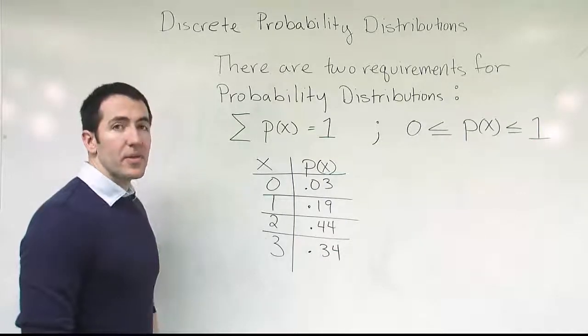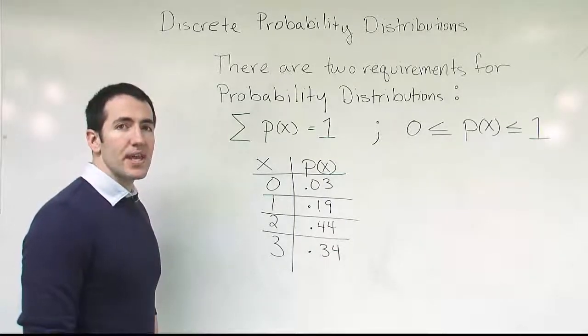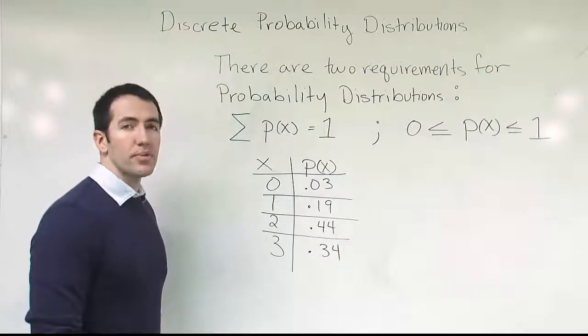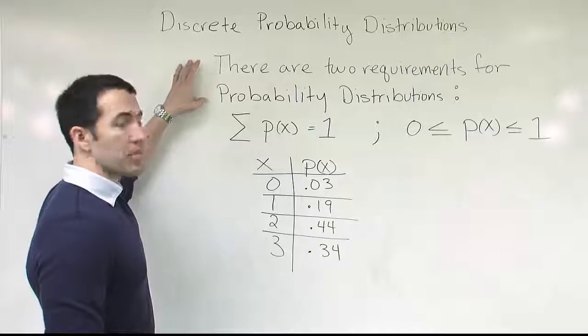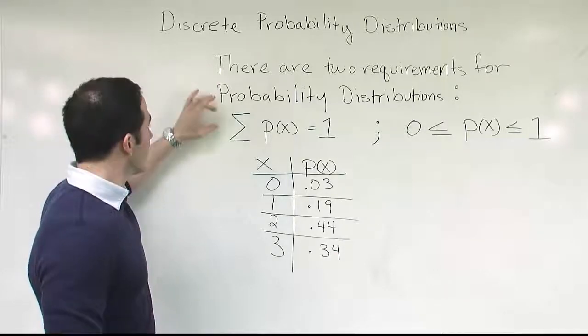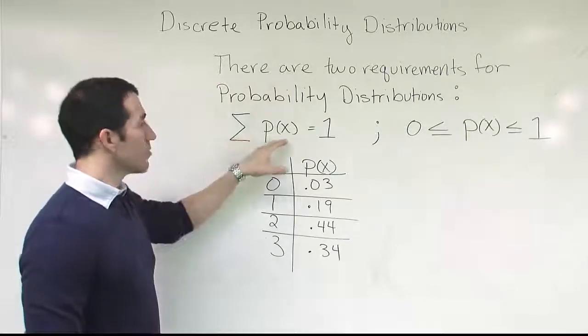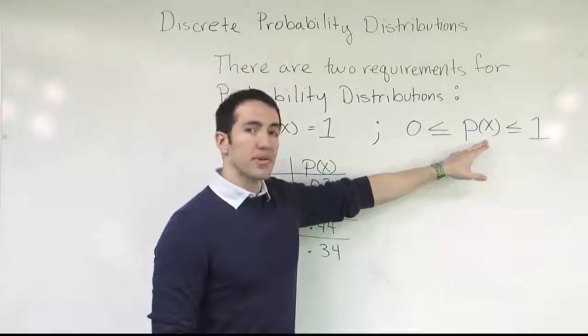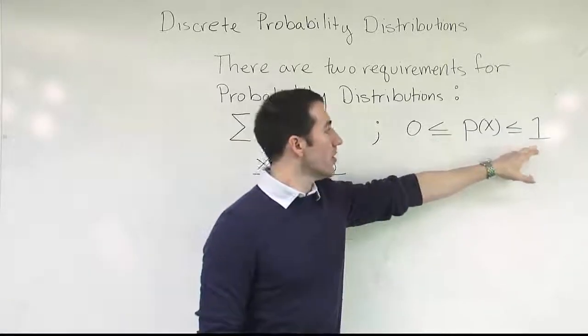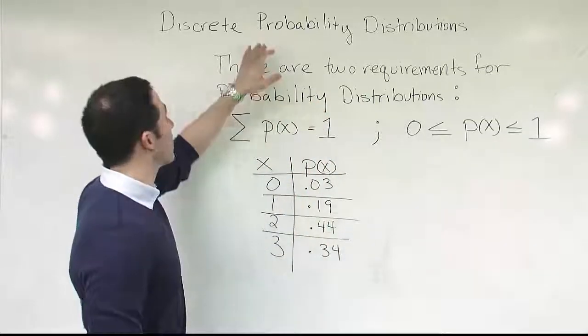Okay, this video is about discrete probability distributions and just general properties of all probability distributions. There are two requirements for probability distributions of any type. First, the sum of all the probabilities is equal to 1, and the individual probabilities are always between 0 and 1. So let's first talk about what a probability distribution is.